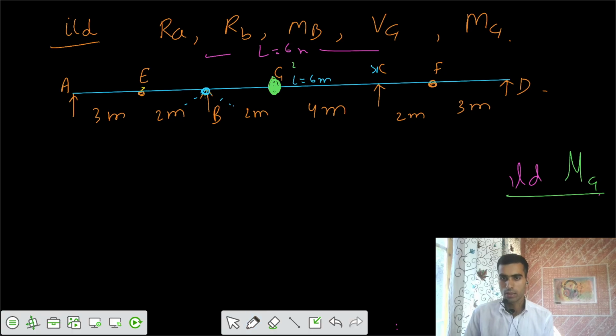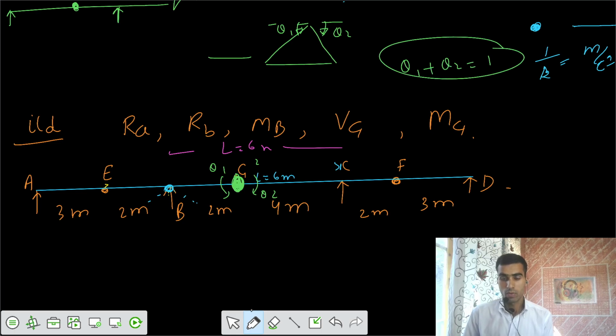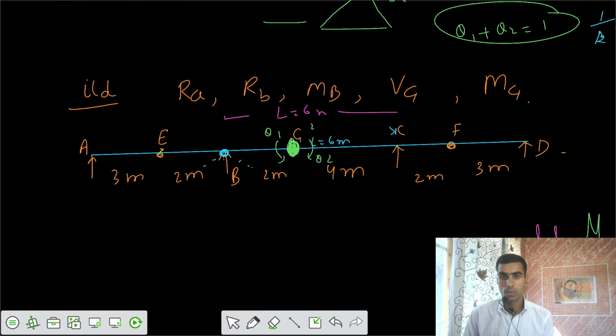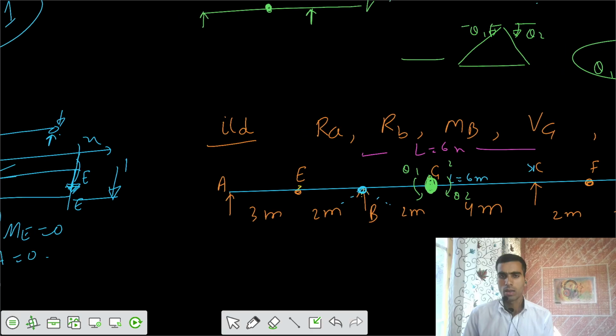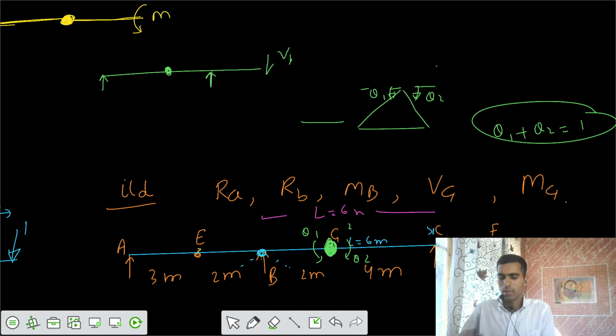Think of it as a simply supported beam. Then we know the simply supported beam goes in this fashion. This was some theta 1, and there we have some theta 2. Similarly, you have to apply that theta 1 and some theta 2, such that theta 1 plus theta 2 equals 1 unit rotation. So from that, I would say that the profile would be in this fashion. Let me show you whether there is any curvature developed or not.